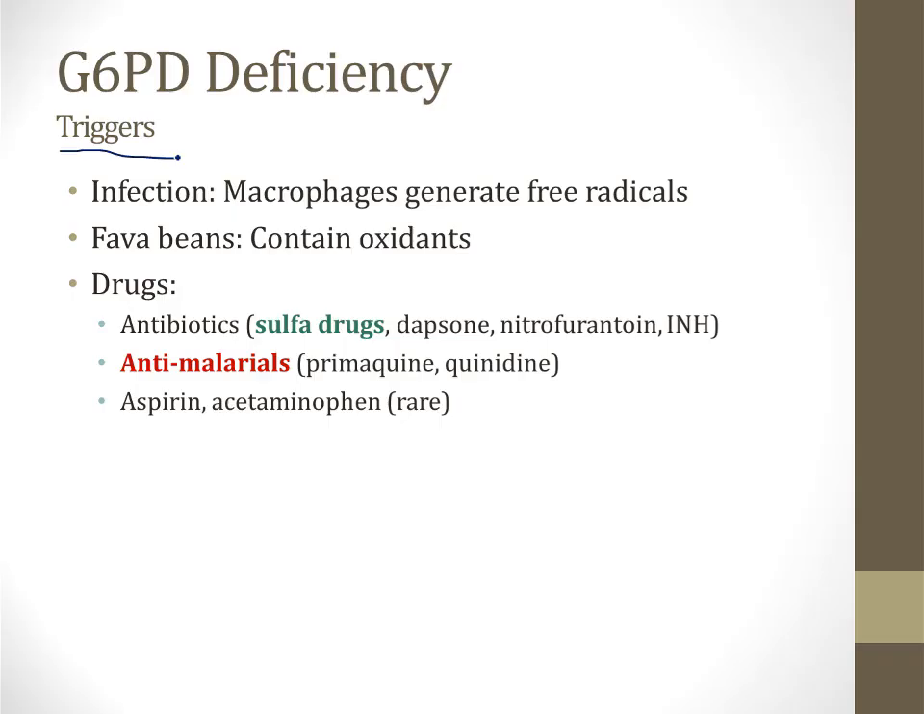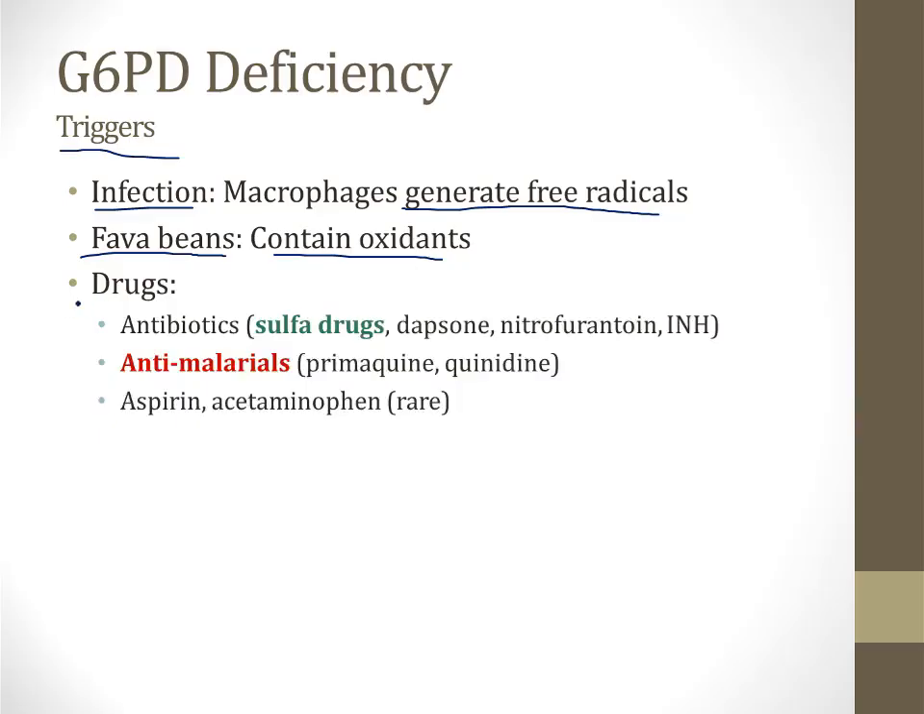I mentioned the common triggers of hemolysis in patients with a G6PD deficiency before, but let's talk about those in a little bit more detail. When patients with this disorder have an infection, macrophages inside their body can generate free radicals. This can lead to hydrogen peroxide production inside of red cells, and this can lead to hemolysis. So these patients classically develop hemolysis in the setting of various different types of infection. Another classic trigger is fava beans. In some of the places in the world where G6PD deficiency is common, patients consume lots of fava beans, and they contain oxidants which can lead to hydrogen peroxide generation. This can lead to hemolysis in these patients.